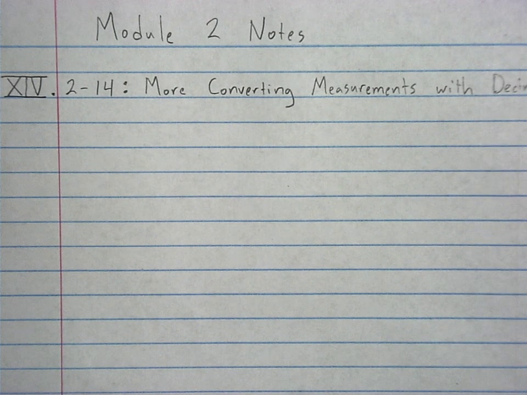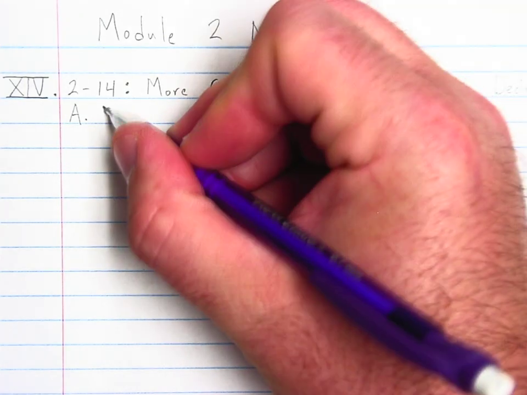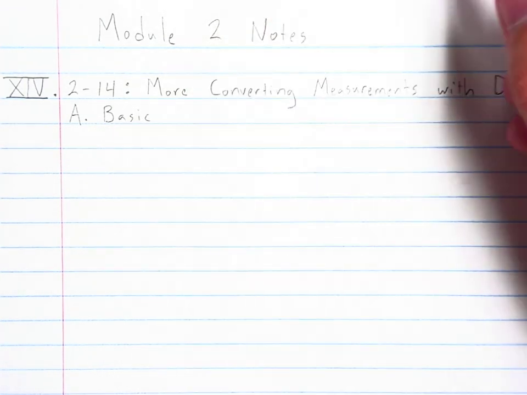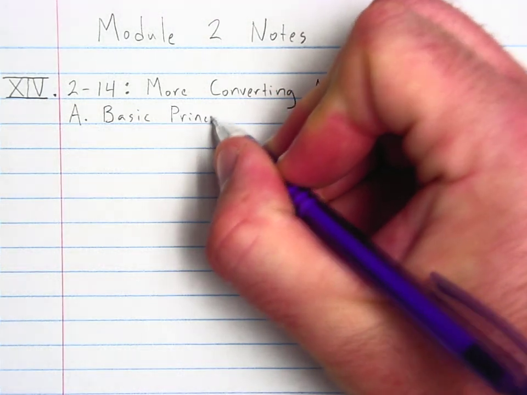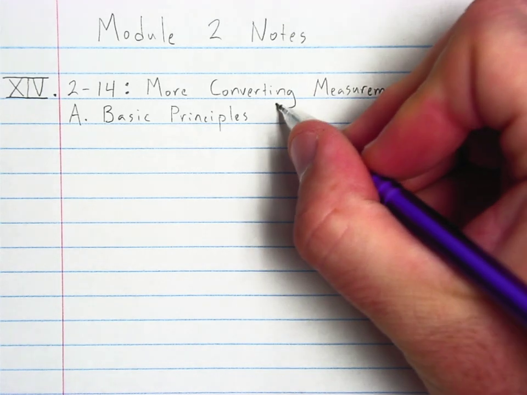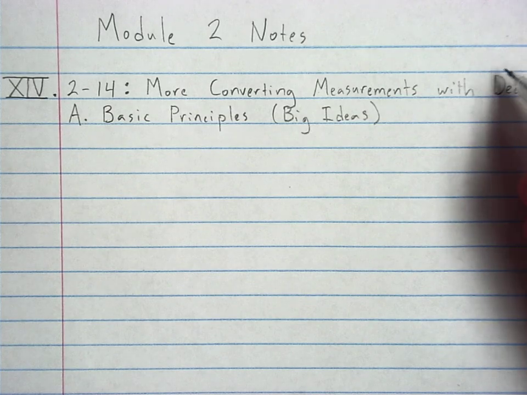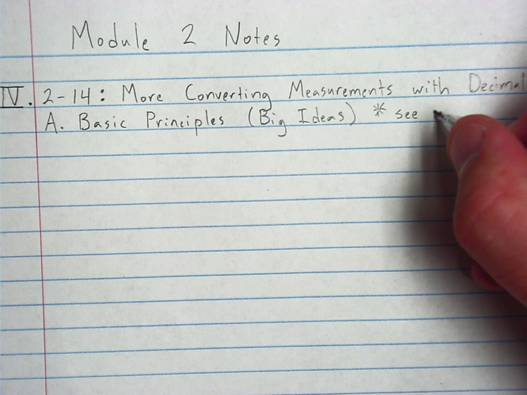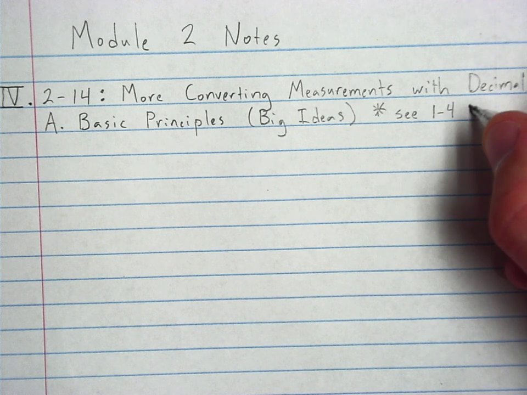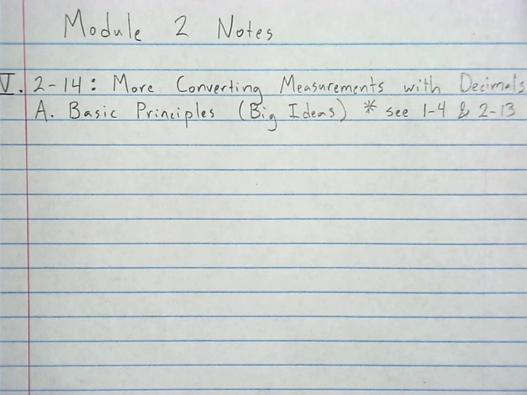All right, more converting measurements with decimals. We are going to begin with the same basic principles as last time. Basic principles or big ideas. And for this, I'm going to say see 2-4 and 2-13. If you need to review any of this, you might want to go back to those two lessons.